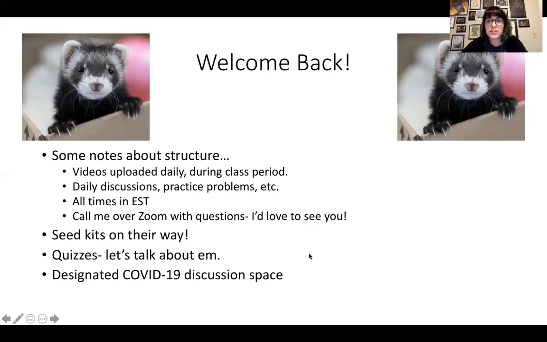As far as what to look for each day, we're just starting out, so still trying to figure out what the rhythm of this is going to look like. But I think for now, we're going to plan on each day during your class period having daily discussions or practice problems or check-ins with me, or something that's going to vary depending on what we're doing.